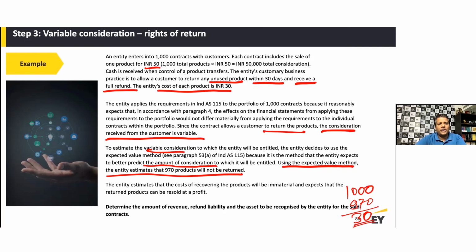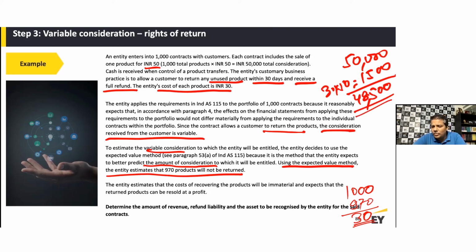So how much is my revenue here? I've sold 1,000 products. What's the contract price? 50. Total contract consideration is 50,000. But how much do I need to refund? I need to refund 30 into 50, right? 30 into 50 is how much? 1,500, right? This much is what I expect to return. So how much is this? 48,500. 48,500 is my revenue. How much is my refund liability? 1,500. How much is my asset which I need to record? My cost of the asset is what? 30 rupees in this example, right?